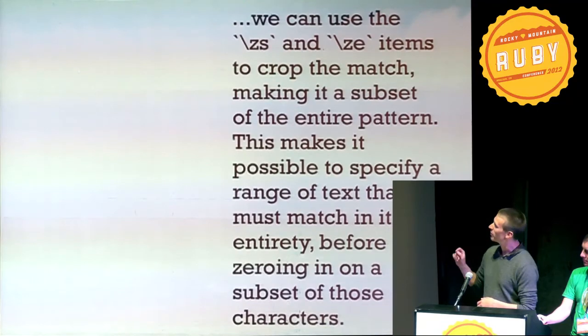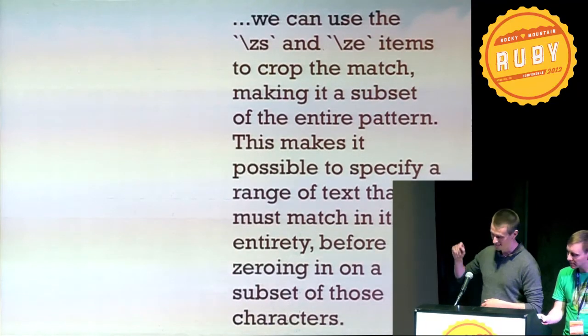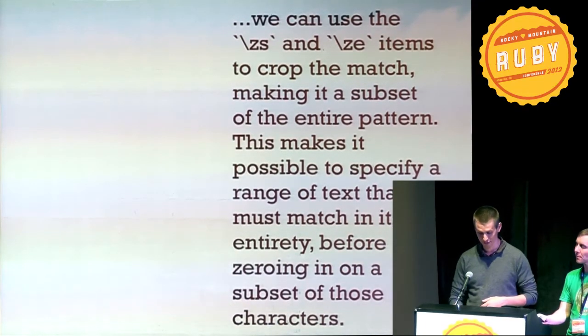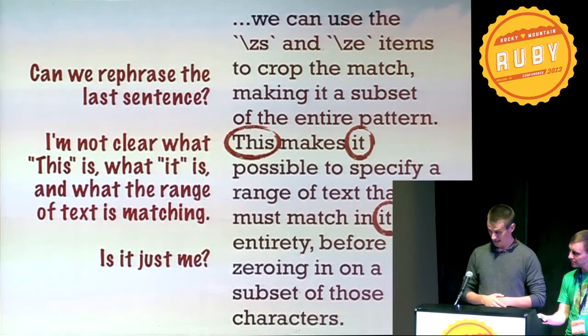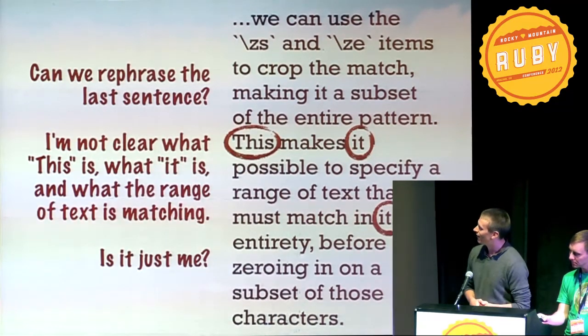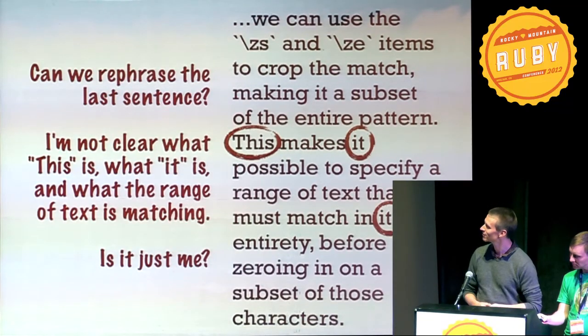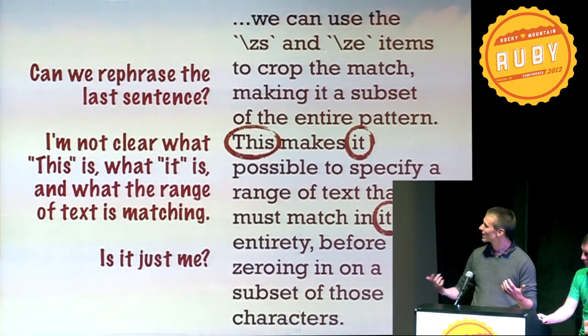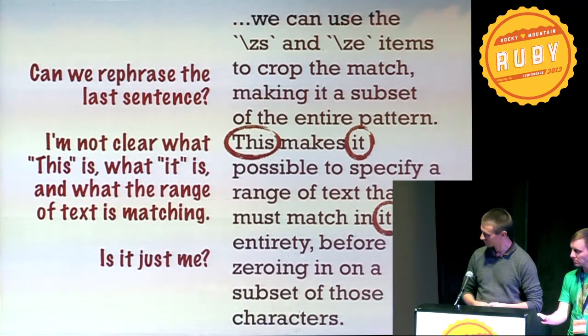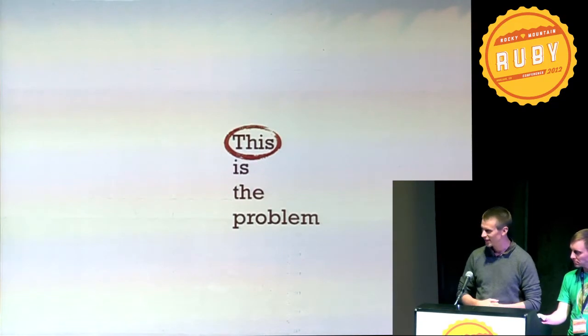This is another excerpt from my book, and this one came back with another note in the margin. I'm not even going to show you how I rewrote this. I just had to throw this out and start again. It's a mess. I'm not clear what this is, what it is, and what the range of text is matching. This is the problem.